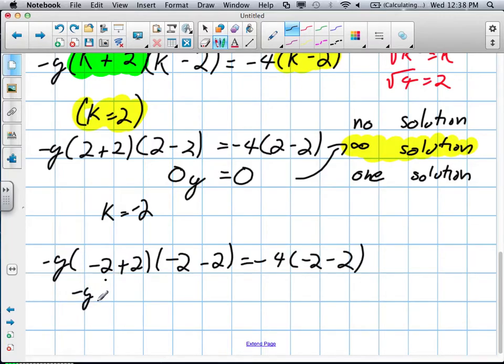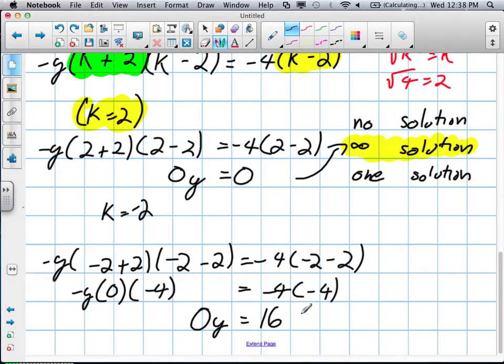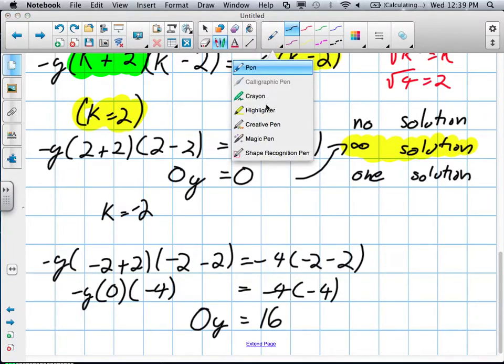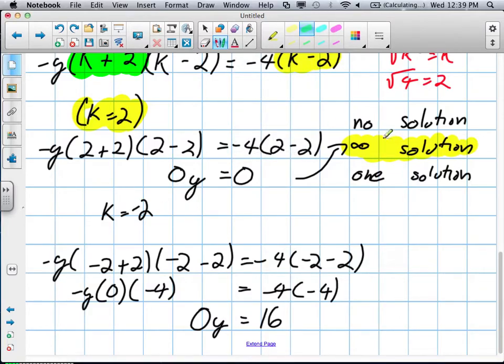Okay, negative y times 0 minus 4 is equal to negative 4 times negative 4. This side again becomes 0y, but on the other side we get 16. What value of y will give me 16? None. There is no value of y that will give me 16. So what does that tell us? How many solutions are there? None. So what's the relationship when k is negative 2 in this equation? Parallel, exactly. So we know that if we make k negative 2, we're going to have 2 parallel lines.